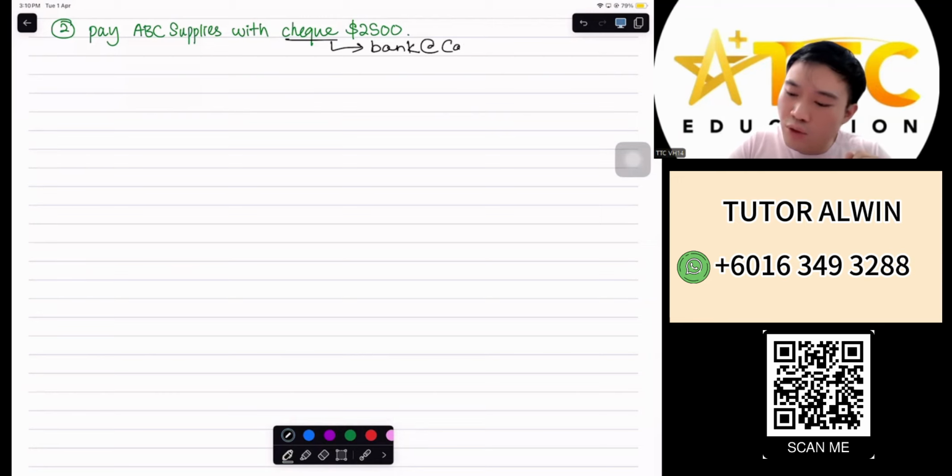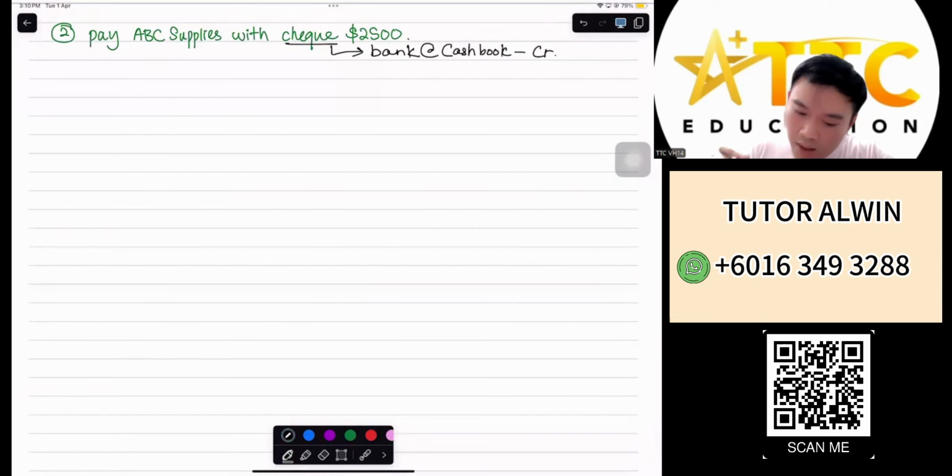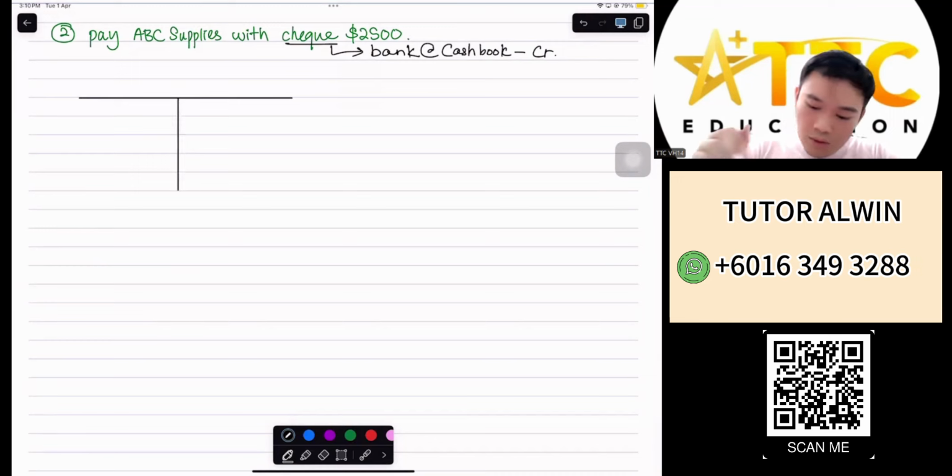Okay, bank at the cash book will be reduced. Okay, so means we credit our cash book under bank column. So that will mean our bank account. So bank account, the debit side, credit side.